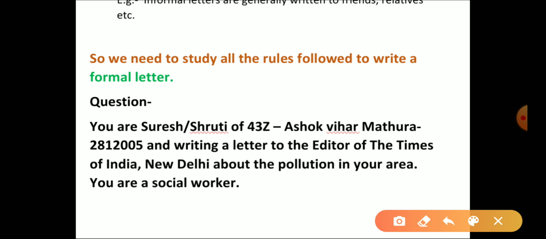This line is called slash. You are Suresh/Shruti of 43Z, Ashok Vihar, Mathura. This one is the pin code. It means Suresh's or Shruti's address is this. If you are Suresh, your address is 43 Ashok Vihar, Mathura, and if you are Shruti, your address will remain the same. You are writing a letter to the editor of the Times of India. The editor is a post in the Times of India. This is the name of a newspaper. In New Delhi, about the pollution in your area.